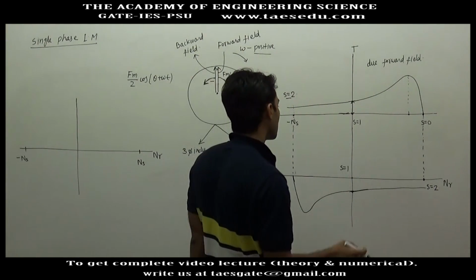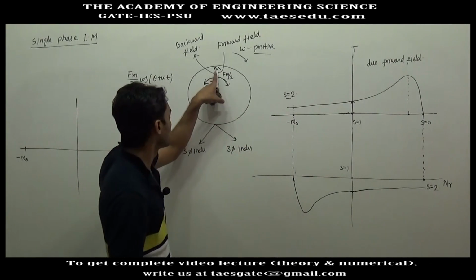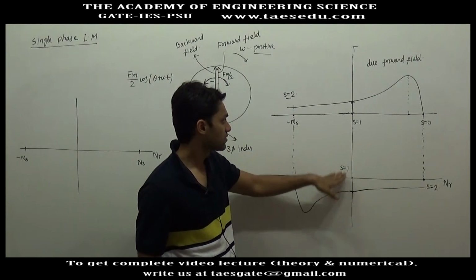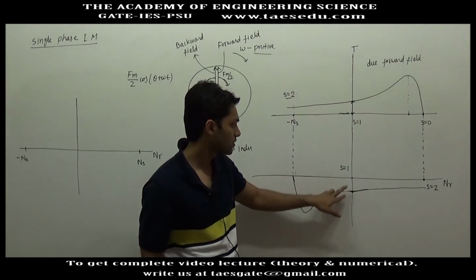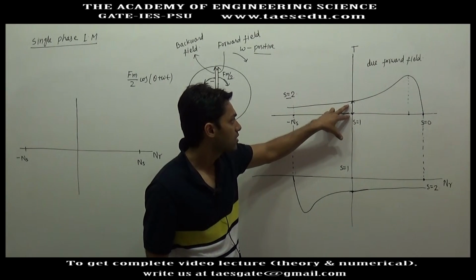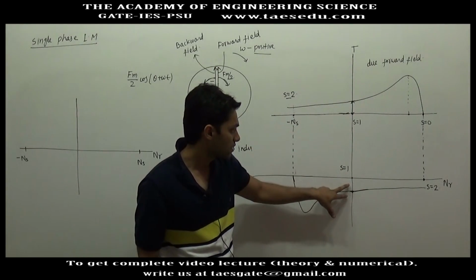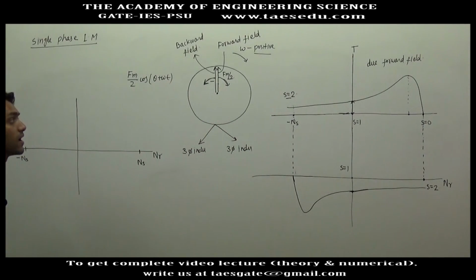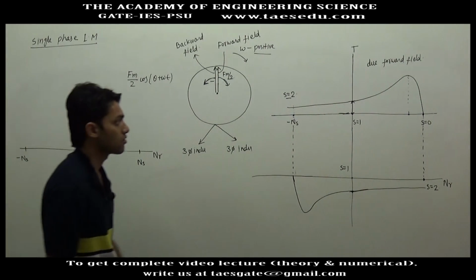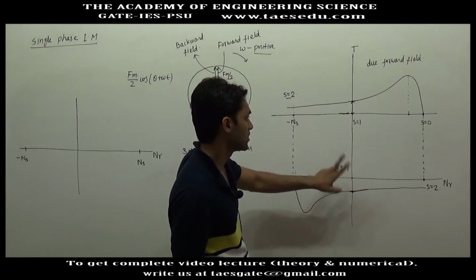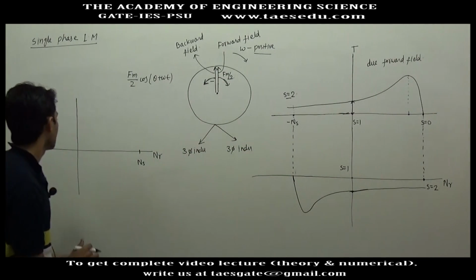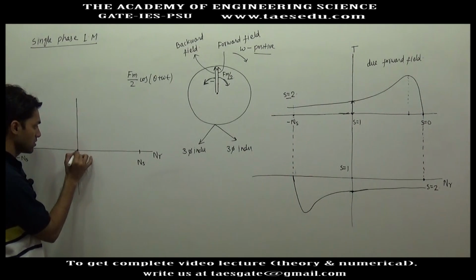So when the rotor is not rotating, initially for both the fields slip equals 1. One is applying a starting torque in the clockwise direction, the other is applying a starting torque in the anti-clockwise direction. There are two opposite fields and the strength of both the fields is Fm by 2. So the starting torque for both the fields will be the same, and these are opposite in direction. So the starting torque will be 0.